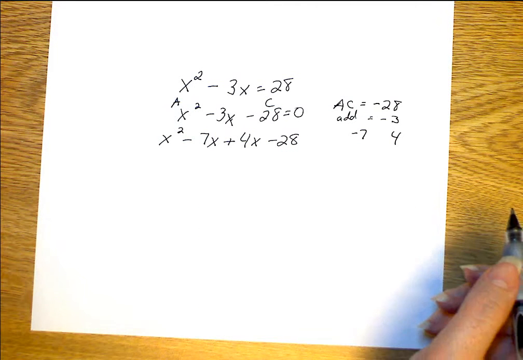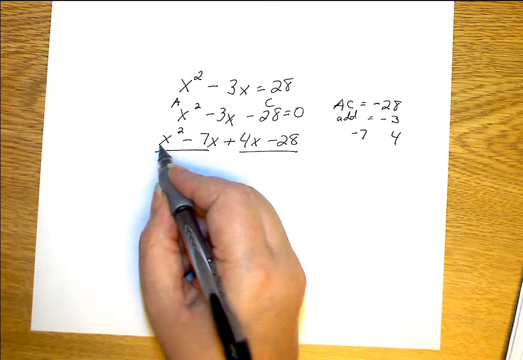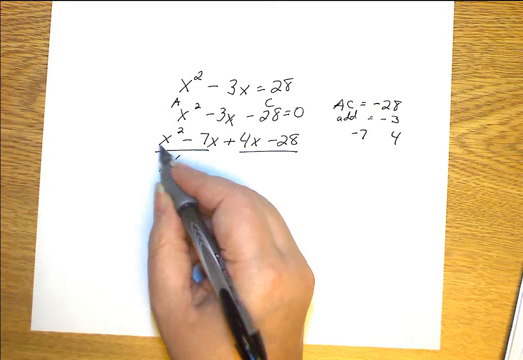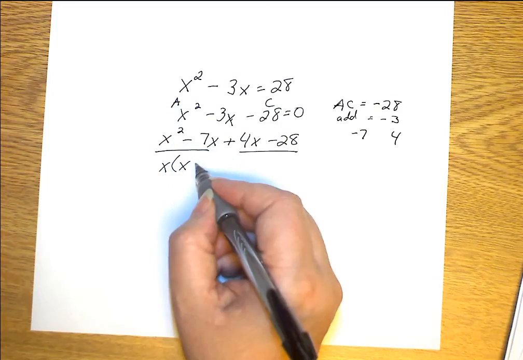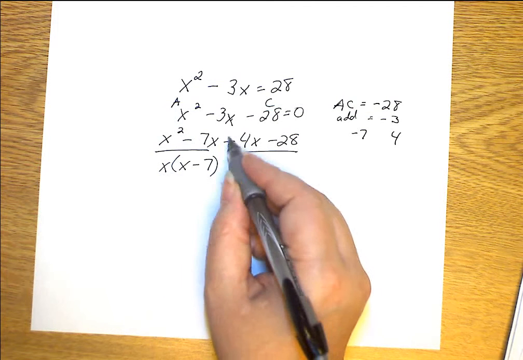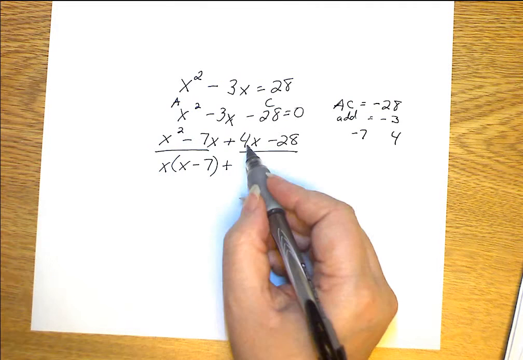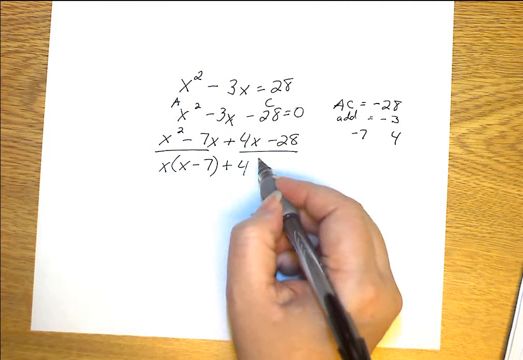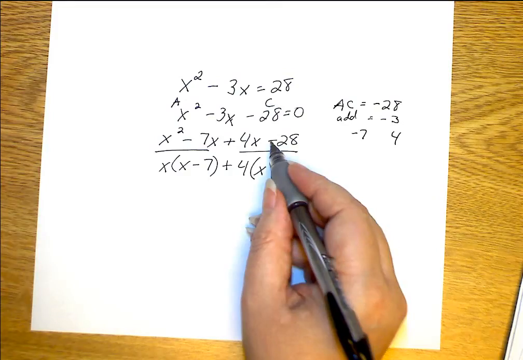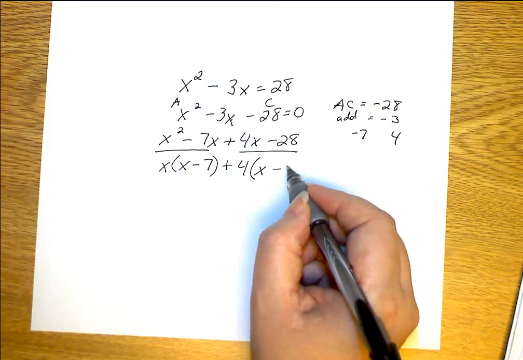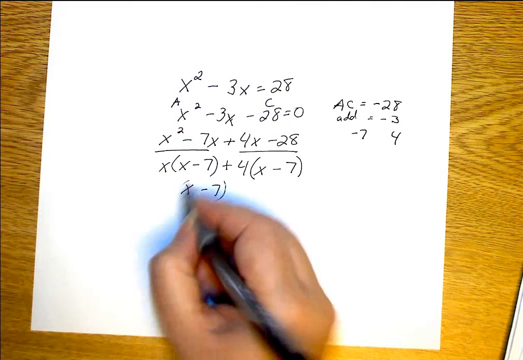Then what do I have to do? See what's in common. So x is in common. x times what gives me x squared would be x. x times what gives me a negative 7x would be a negative 7. Same sign always as the sign right there. So I'm going to bring down that plus, and then also my 4. 4 times x gives me 4x. 4 times what gives me a negative 28 is a negative 7. So what's in common is my x minus 7 and x plus 4.